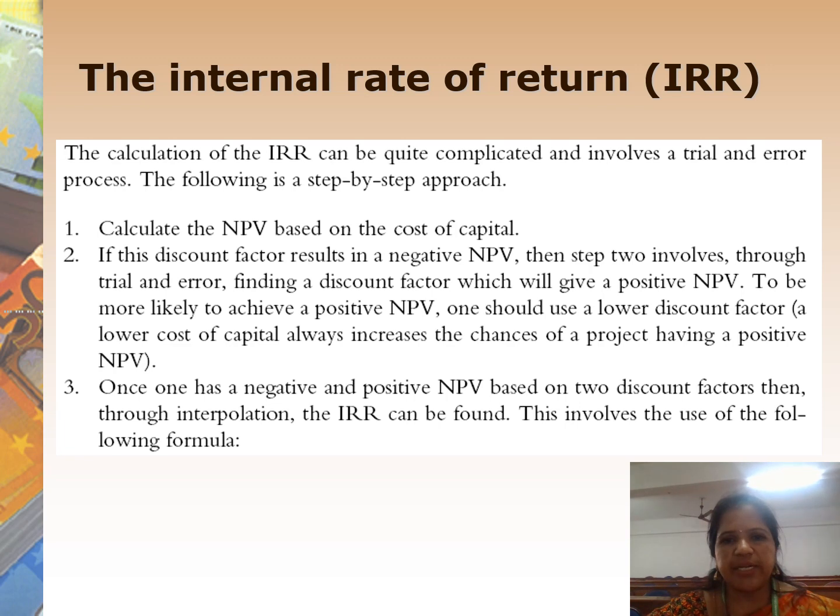Next, calculating the internal rate of return involves a trial and error process. The following are the steps to be approached for the trial and error. First, you have to calculate the NPV based on the cost of capital. With this discount factor, the analysis is negative. There are two steps involved through the trial and error.